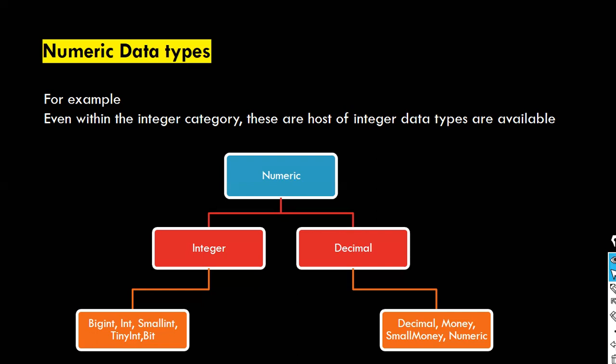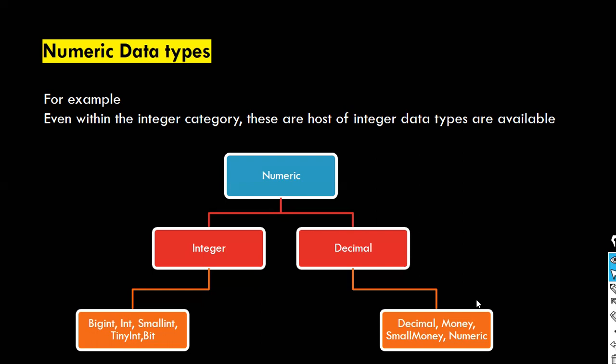Tinyint. On a case-to-case basis, you need to decide which data type to use within the integer itself to save storage space, and even from the performance point of view, you need to choose the appropriate data type wisely. Okay. Next one is the decimal.